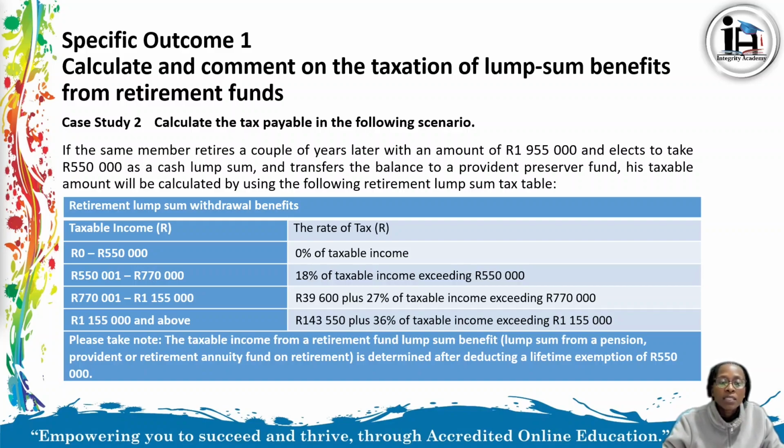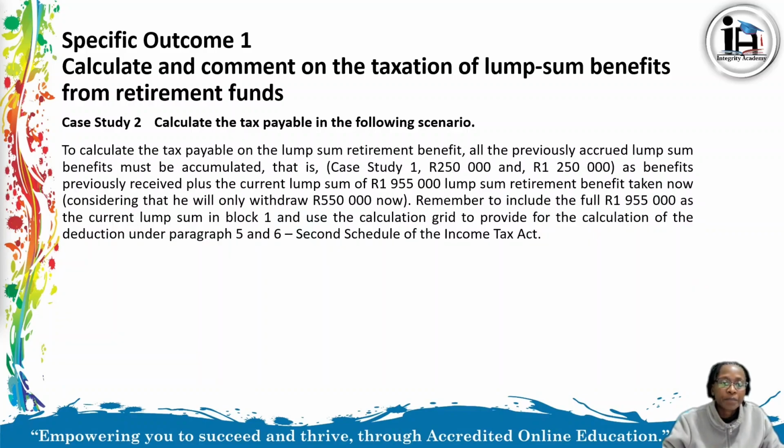There it is. Please take note that the taxable income from a retirement fund lump sum benefit, and is lump sum from a pension, provident, or retirement annuity fund on retirement, is determined after deducting a lifetime exemption of 550,000. Remember that there is that lifetime exemption of 550,000.